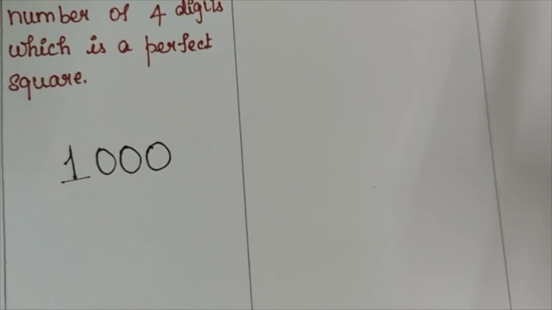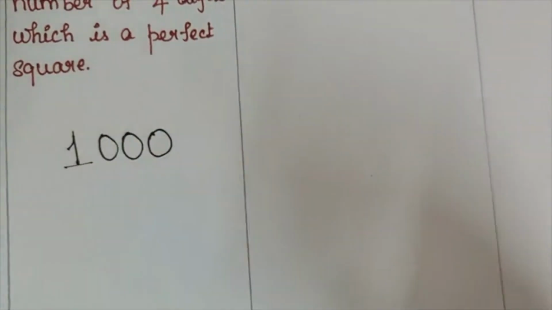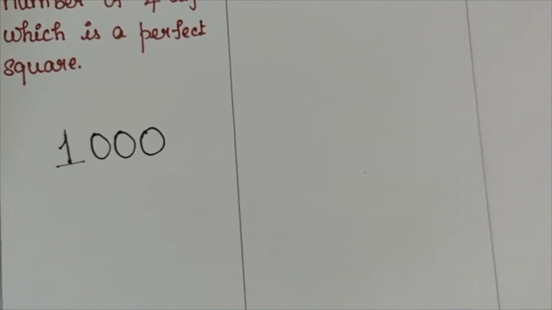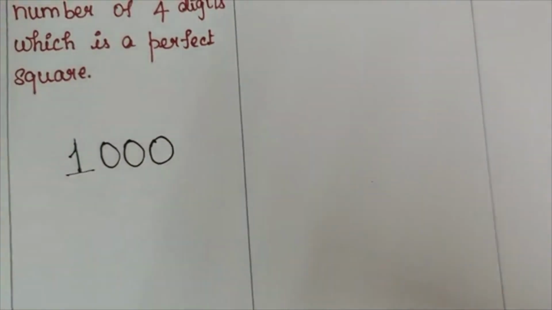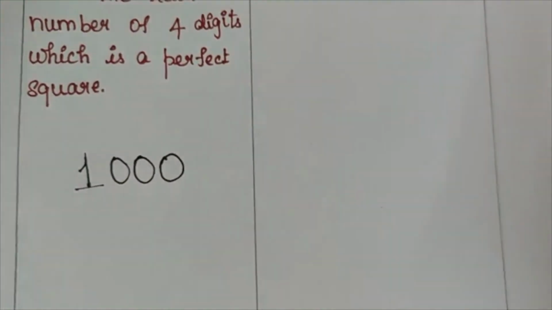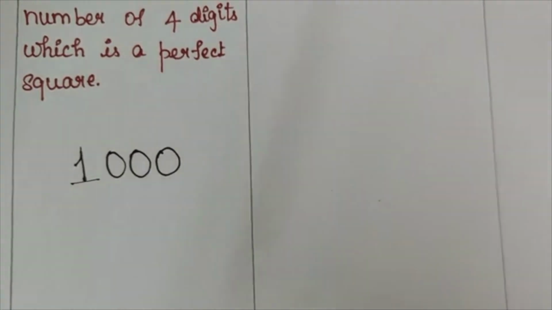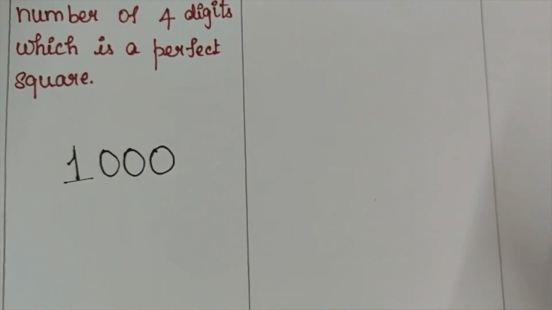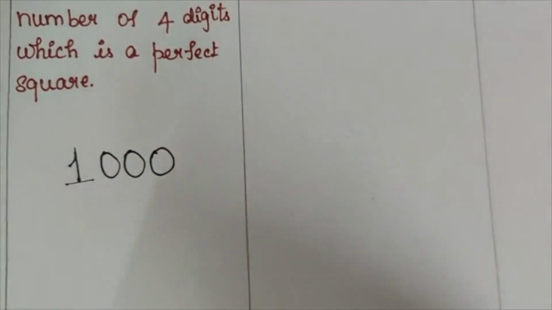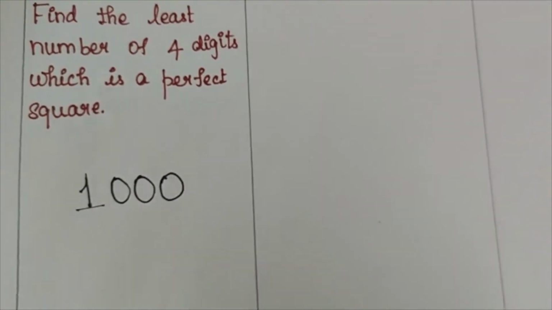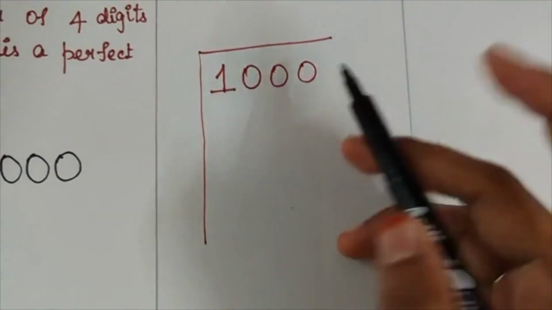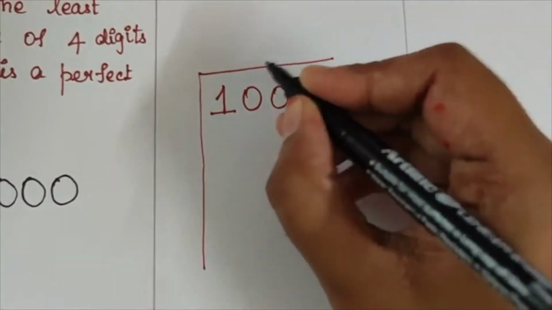So in continuation to the previous sum, let's find what number must be added to 1000 to make it a perfect square, following the same steps as the previous sum. In the previous sum, they gave a question and we found what number must be added. So here I am taking the number as 1000 because 1000 is the smallest 4-digit number. Performing long division, I am pairing the digits now.